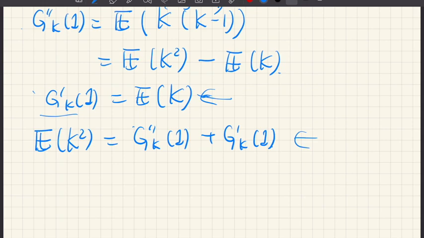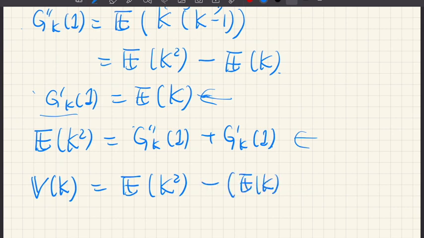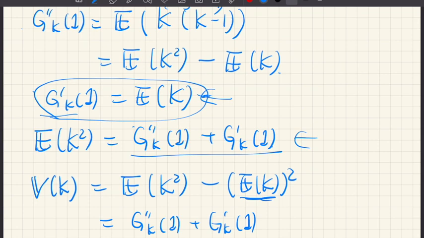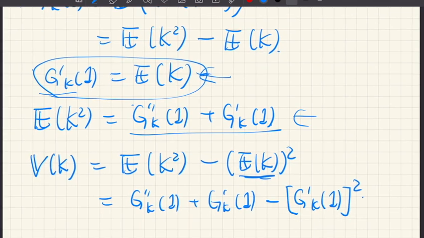So the expression for the variance of k, if you use this formula, the expectation value of k squared minus the square of the expectation of k, then the first part is this one, G double prime of 1 plus G prime of 1, and the second part is just the square of this one, so minus G prime of 1 squared. Okay.